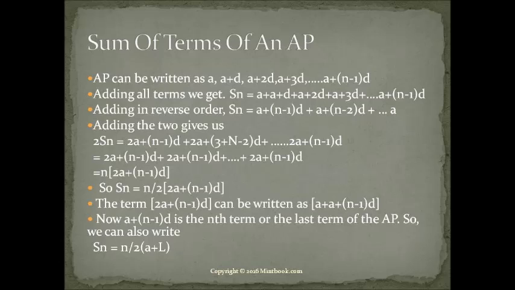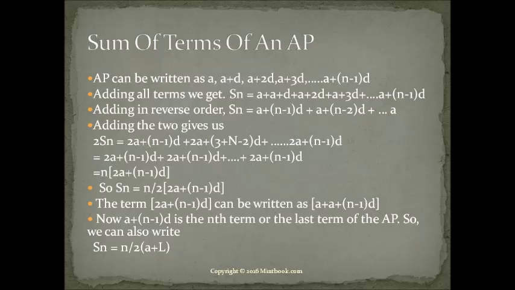Now this is the formula for sum to n terms of an AP in terms of first term, common difference and the number of terms. Now you can see 2a plus n minus 1 into d can also be written as a plus a plus n minus 1 into d. Now a plus n minus 1 into d is the last term L. So we have another formula for sum to n terms as Sn is equal to n by 2 whole multiplied by a plus L.